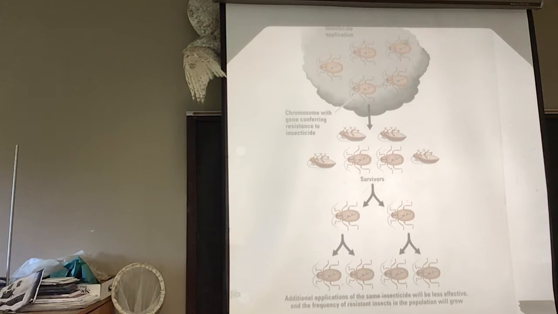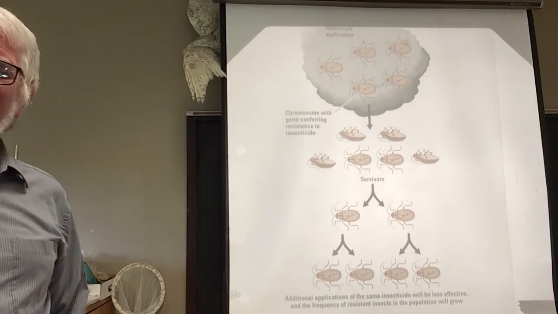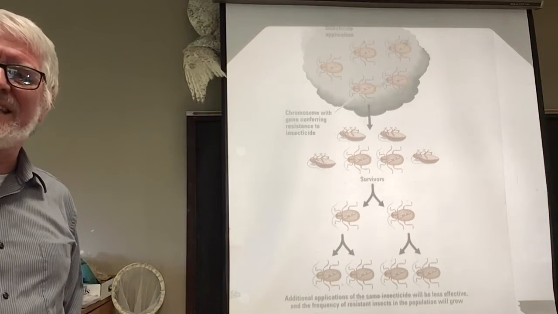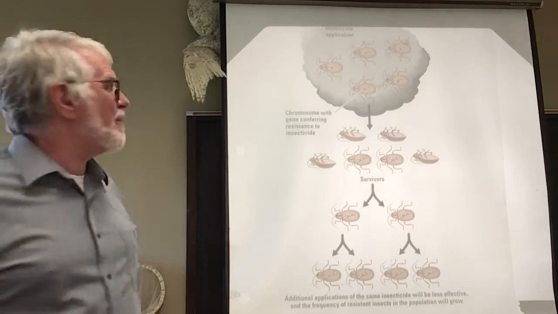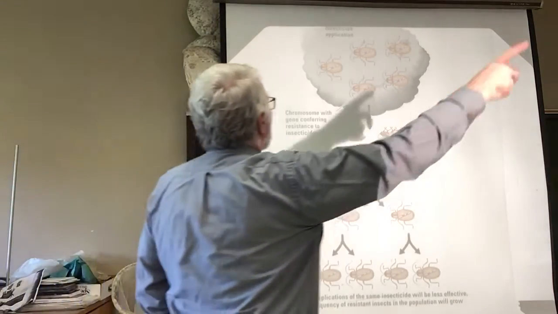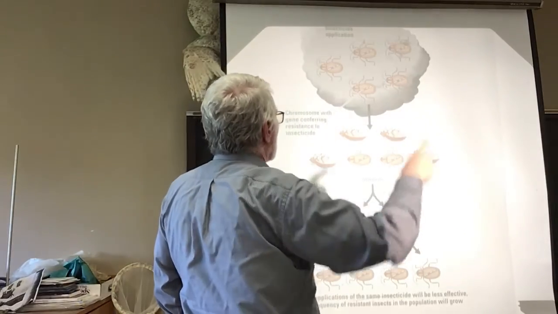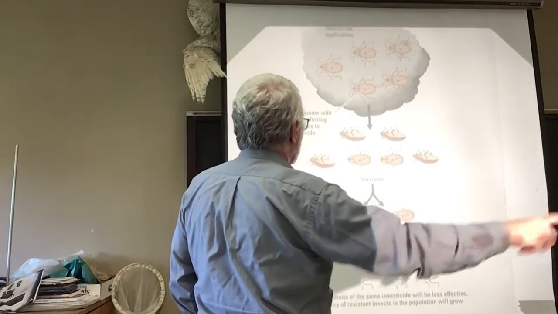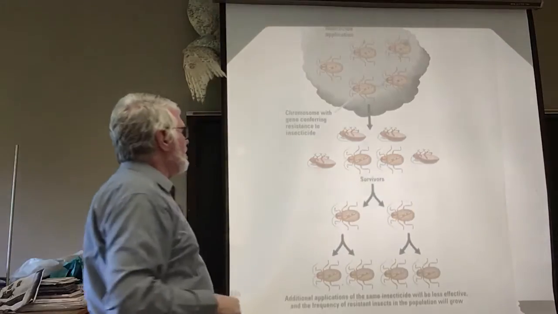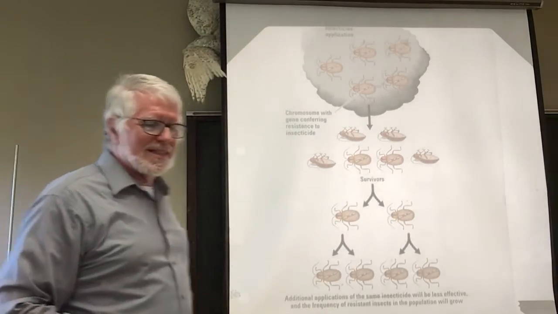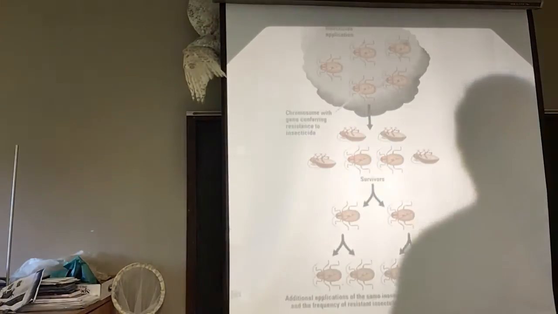So this is kind of a Darwinian example. It looks more like an asexual application of a Darwinian example, where you've got a mutant variant that winds up in a couple of offspring that wind up being the survivors because the variant allows them to resist the insecticide. So, a little iffy.